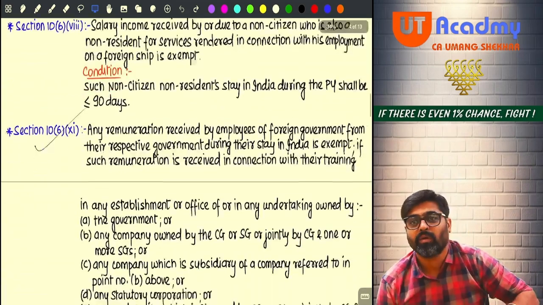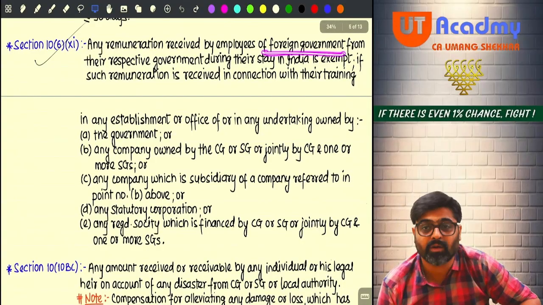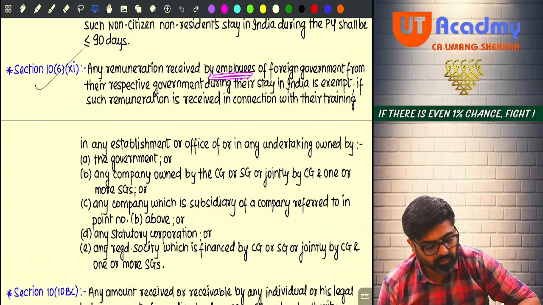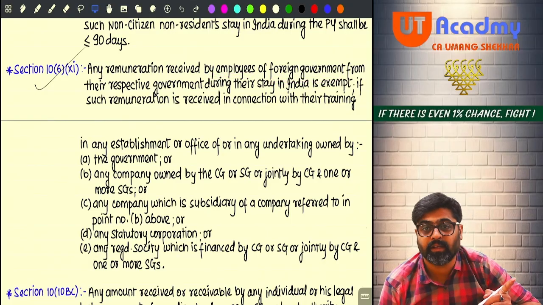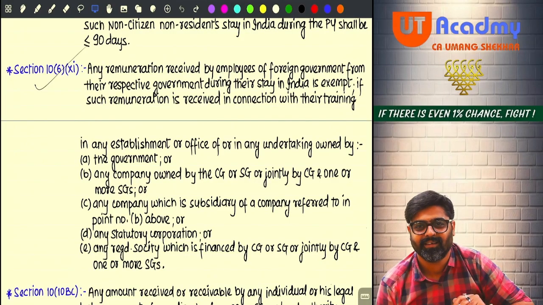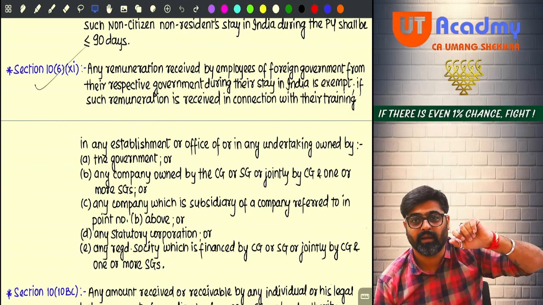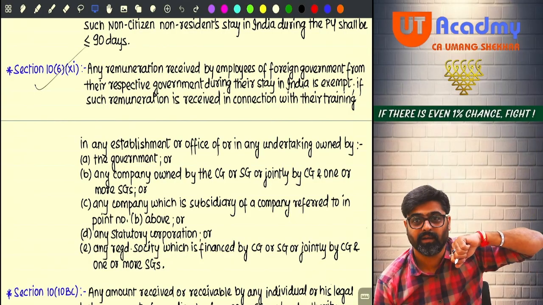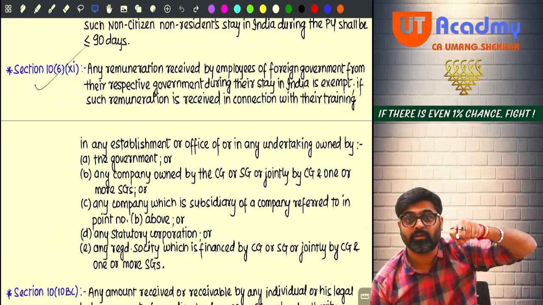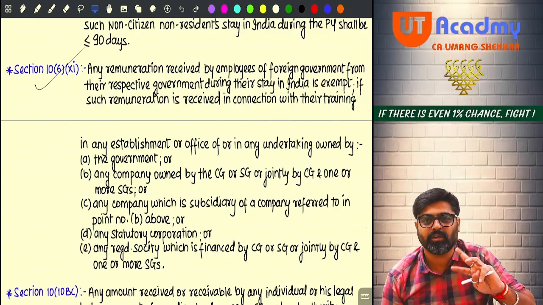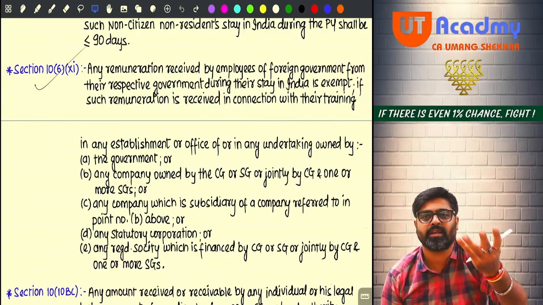Got it, sir? Now you are the employee of a foreign government. Now see, they are not telling you that what should be your residential status. Your residential status can be anything, but you are the employee of a foreign government. Now that foreign government has sent you to India to stay here, to take training in India. Happens, no? Sometimes Indian government send their employees outside India to take the training in some government departments of foreign country. Sometimes that foreign country will send their employees to India to take the training in the government departments of India. So this is exchange of what? Human resource, exchange of ideas, exchange of training and all.